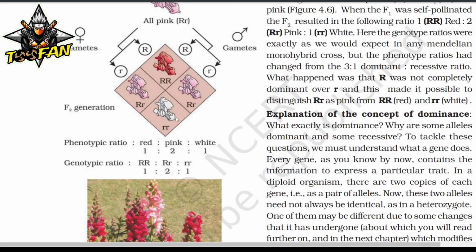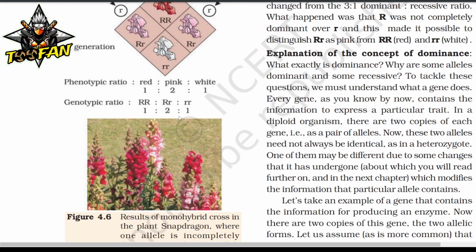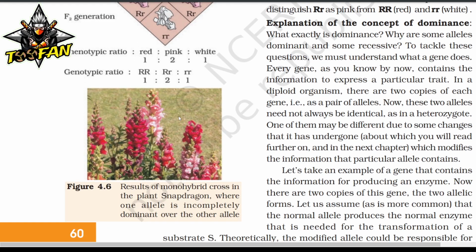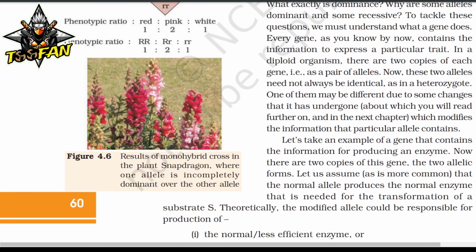Now, these two alleles need not always be identical, as in a heterozygote. One of them may be different due to some changes that it has undergone, about which you will read further on and in the next chapter, which modifies the information that particular allele contains. Let's take an example of a gene that contains the information for producing an enzyme. Now there are two copies of this gene, the two allelic forms.